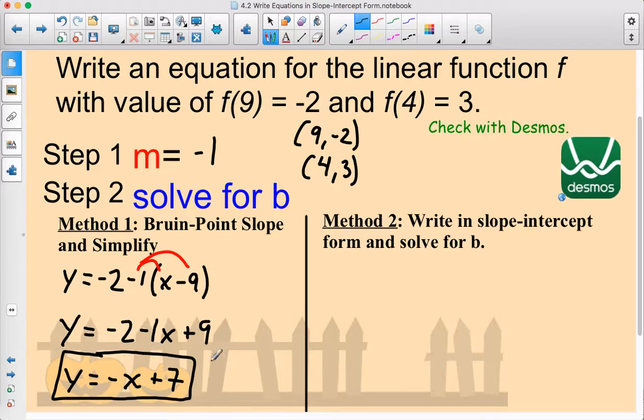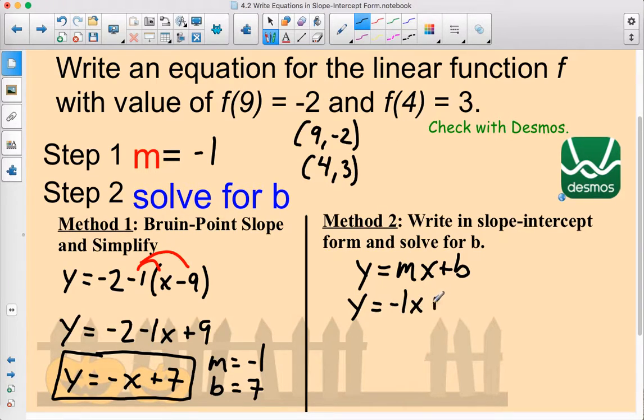The slope of that line is equal to a negative 1. The y-intercept is equal to 7. Now let's show method 2. I start off by writing it in slope intercept form. I want y equals mx plus b. I've already found the slope, always my step 1. Y equals negative 1x plus b.